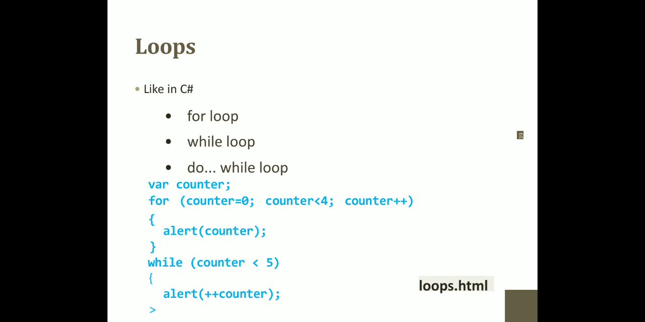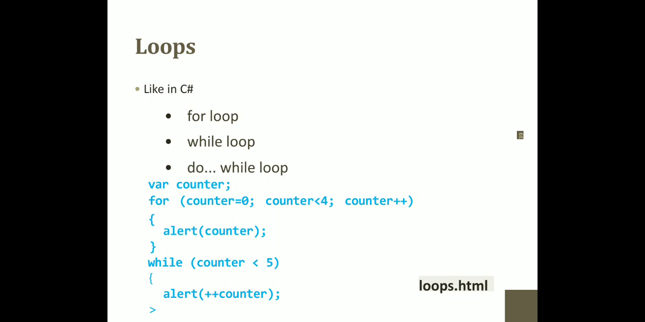So loops we have seen in this example. Okay, so for loop we have seen, while loop, do while. So all these things are the same as we have seen in C sharp also. Okay, C sharp and Java as well.